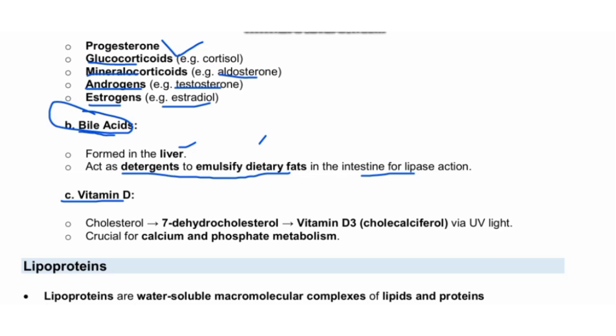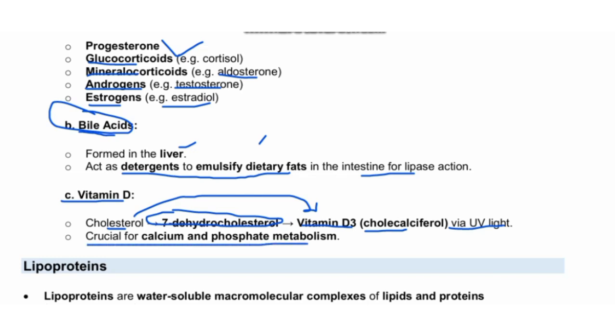Vitamin D. So here we can say that cholesterol gets converted to vitamin D3, cholecalciferol, when exposed to UV light from the sun. Cholesterol, specifically 7-dehydrocholesterol, is converted to cholecalciferol, vitamin D3, when it is exposed to UV light from the sun. This vitamin is crucial for calcium and phosphate metabolism and helps to keep the bones strong.